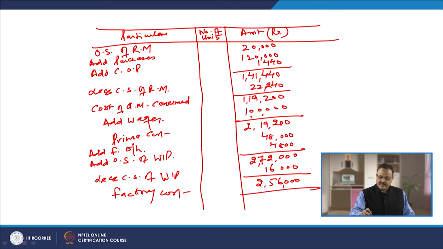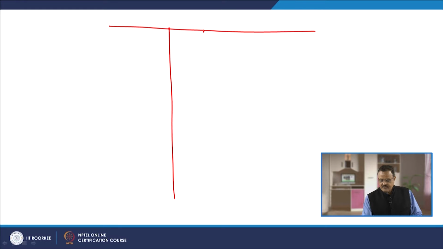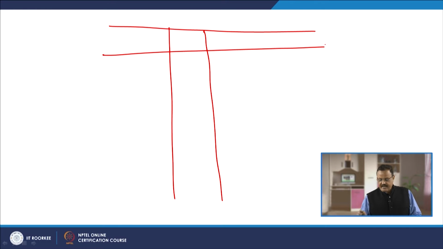Now, we will go to the next level, next page. We will continue the cost sheet here along with the information for the number of units. So, this is the factory cost. Total factory cost is how much? This cost is 2,56,000 rupees. And this 2,56,000 rupees is for how much? This is for the 16,000 units.